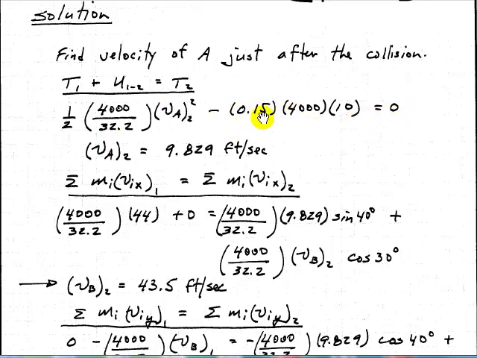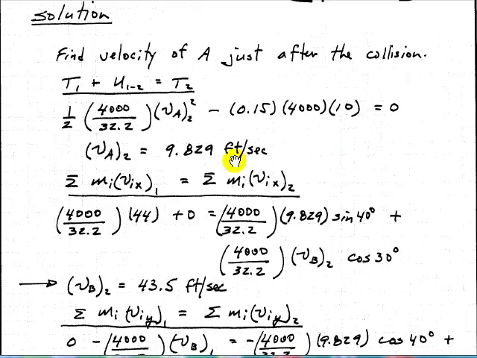Work done by friction is m times 4,000, which is also N, the normal force, times mu, 0.15, times the distance traveled of 10 feet. So we have the energy of velocity right after the collision consumed by friction, bringing us to 0 velocity, and that gives us a velocity of A at state 2 in the problem of 9.829 feet per second, which is right after the impact is over.